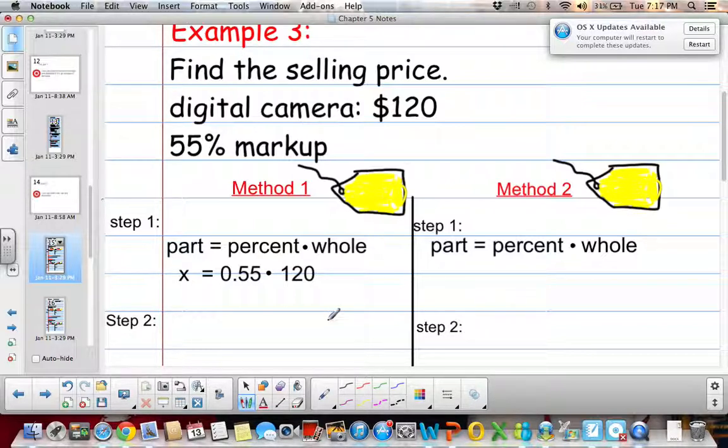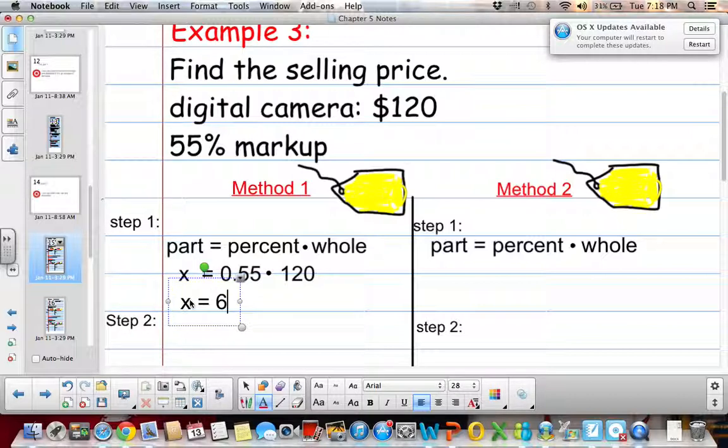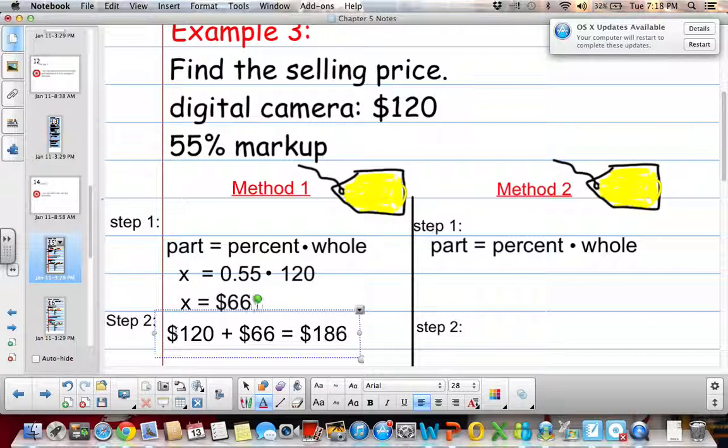Then we can finish solving: 0.55 times 120 equals 66, and we'll write it with money. That means it's marked up $66, but because it's going to be selling for more, it can't be less than 120. So for our next step, we take 120 and add that $66, and we get $186.